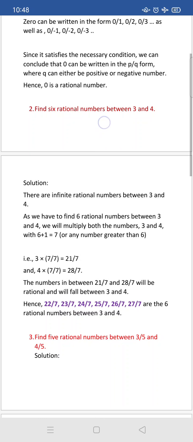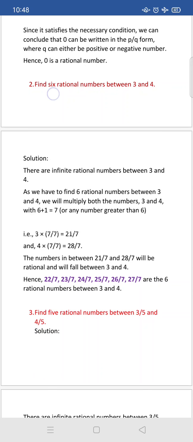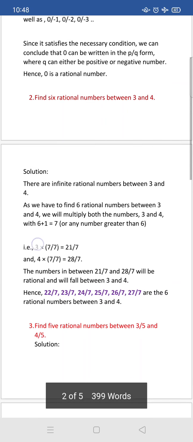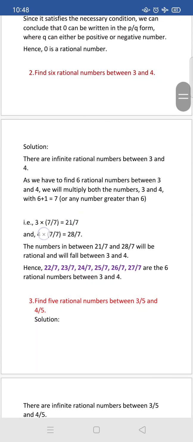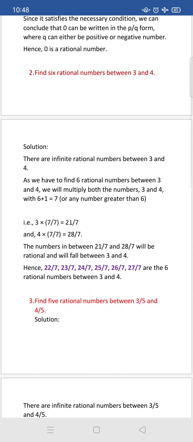So if they are asking you to find 6 rational numbers, then you have to add 1 to the 6. When you add this 1 to the 6, you get 7 over here, right? Now this 7 you have to multiply and divide to the given numbers, that is 3 and 4. So you have to multiply and divide both numbers by 7.